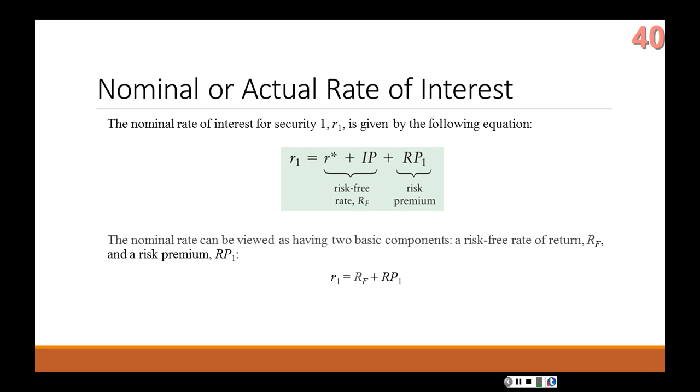So we don't know the real rate of interest, but we can approximate the real rate plus the inflation premium by the risk-free rate of return. So the rate of return on something like a U.S. Treasury bill, something that has very low default risk. So this risk-free rate embodies the real rate of interest plus the expected inflation premium. The inflation premium is driven by investor expectations about inflation. So the more inflation they expect, the higher the inflation premium, and therefore the higher the nominal rate of interest.